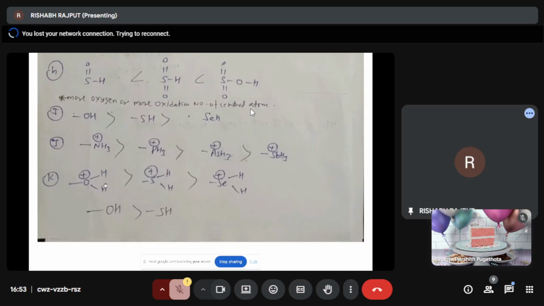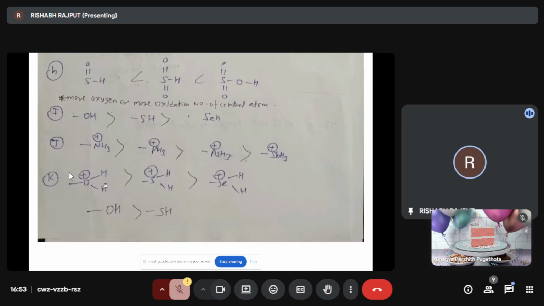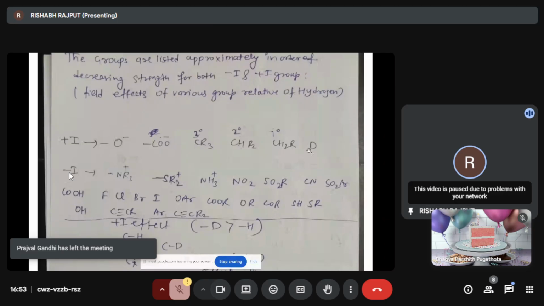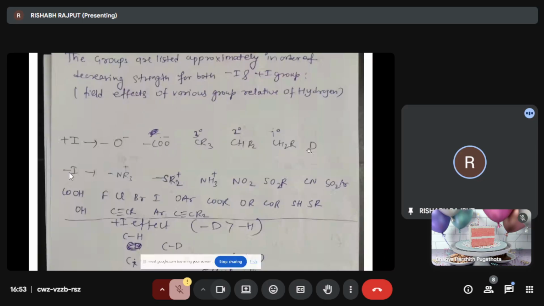Now I will compare all elements with hydrogen. Compared to hydrogen, the +I and -I effects are there. You can see the +I effect order: minus O, minus COO, and then CR3, CHR2, CH2R, and D. What is the meaning of D here? D is deuterium, an isotope of hydrogen. And CR3 means a 3 degree carbon, CHR2 means a 2 degree carbon, and CH2R is a 1 degree carbon. That is the +I effect.